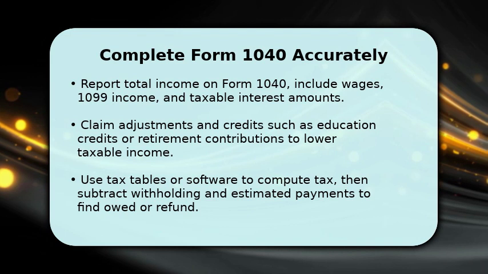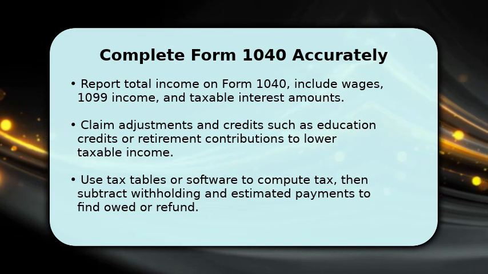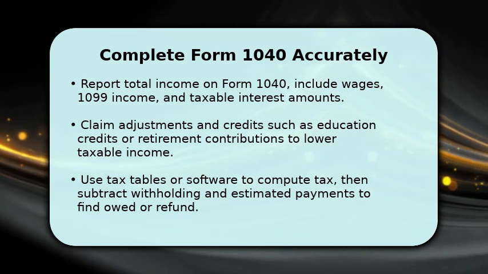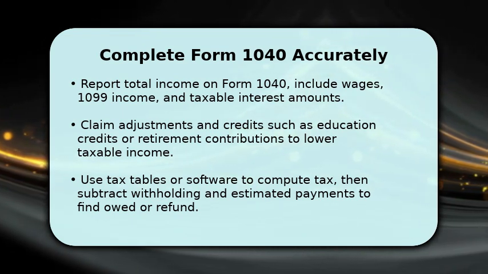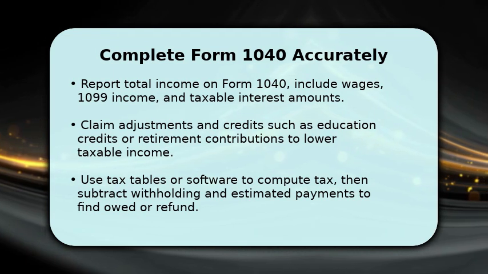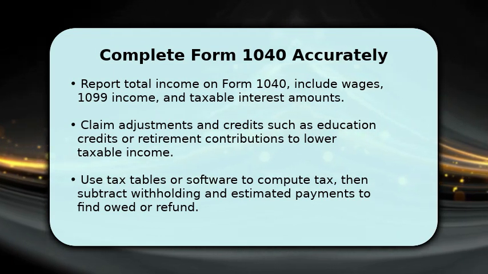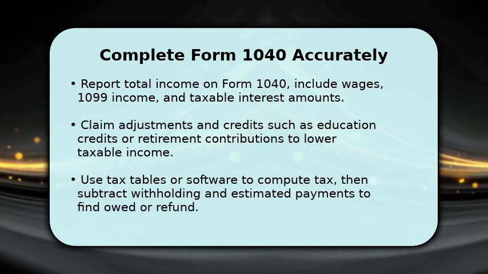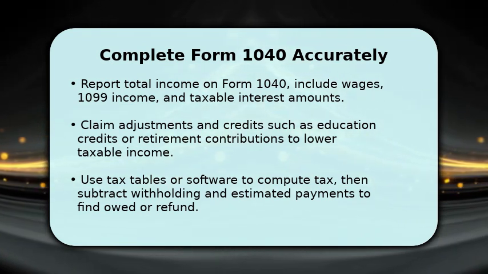Apply eligible tax credits such as education or child tax credits to reduce tax liability directly. Consult IRS tax tables or trusted software to compute the tax amount. Then subtract federal withholding and prior estimated payments to determine whether you owe or will receive a refund.